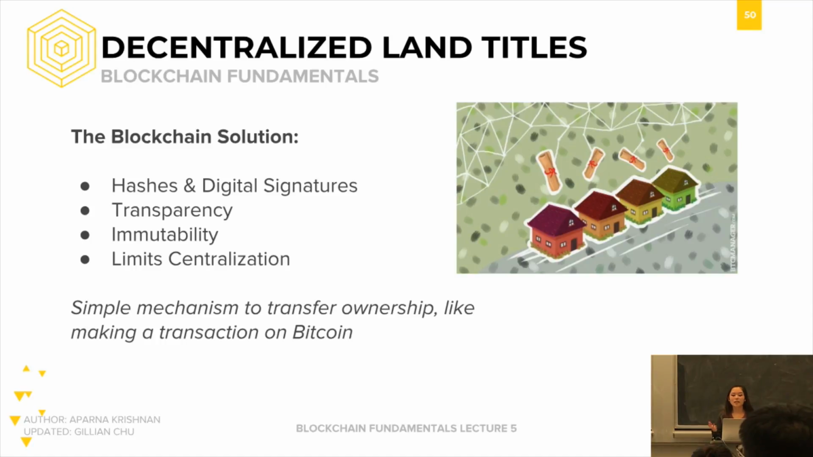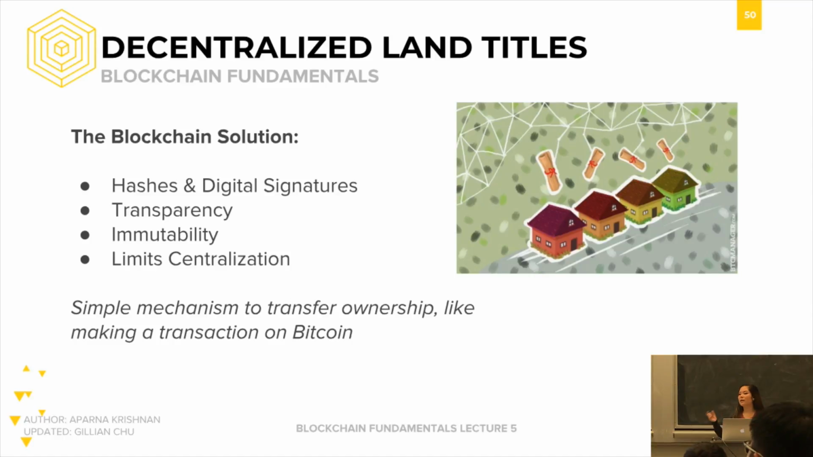So the idea is we can take these land titles, represent them in some shape or form on the blockchain, and people can then have ownership over these things. You could have a public registry that maps a person or an address to a certain land title.